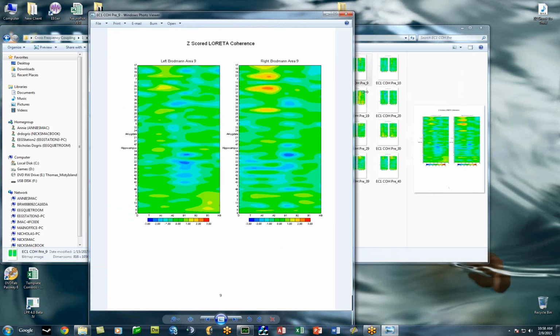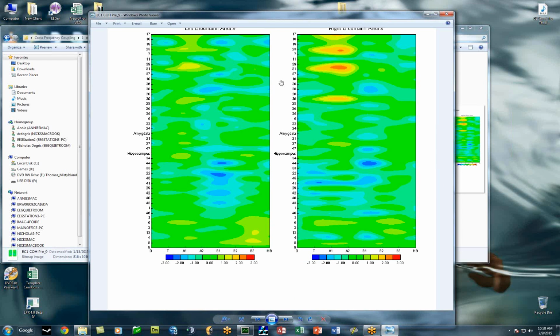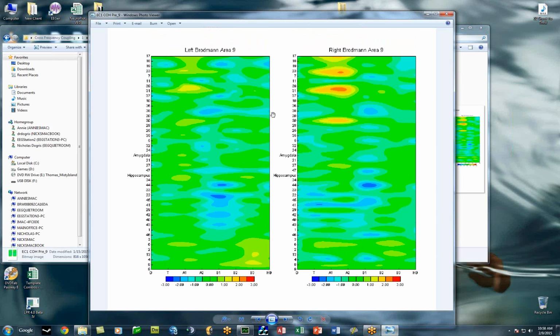Let's try to make this bigger. Now what you can see here is on the vertical axis, these are all the Brodmann areas. On the horizontal axis, these are all the frequencies. Now, when I'm looking at somebody, I'm going to ask myself the question, is the Rich Club online or not? And to me, the Rich Club is that frontal lobe. It's that superior frontal and the superior parietal. It's also the amygdala, the hippocampus, and the precuneus. So I want to look at all of these areas and see what's going on in terms of coherence.